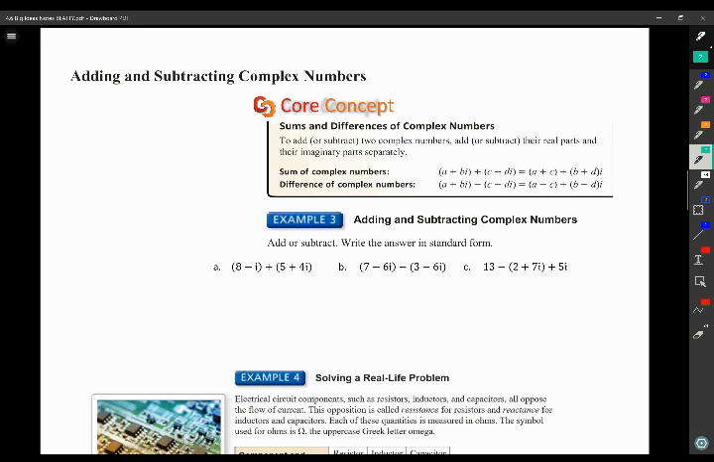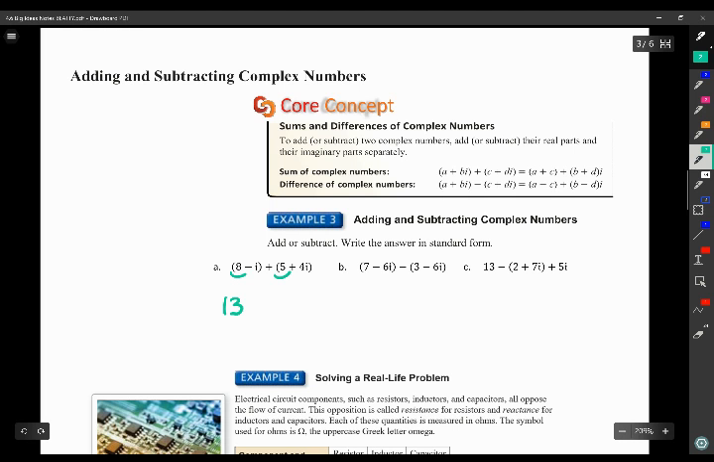So the next thing we're going to talk about is adding and subtracting complex numbers. And so we do that just the same as when we add and subtract polynomials. So we're just looking for like terms. And so when I look at this, I'm looking for real number to real number. So 8 plus 5 is 13.